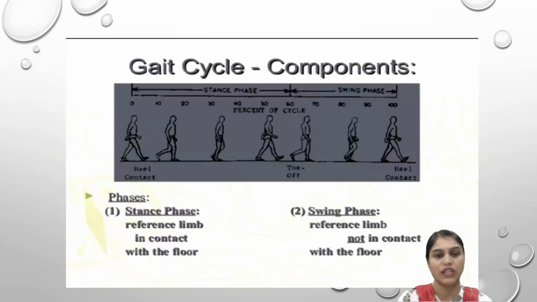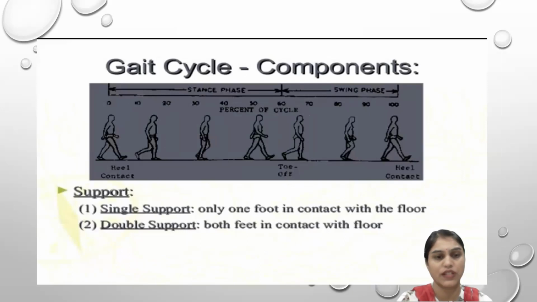Gait cycle components. Phases: stance phase, where the reference limb is in contact with the floor, and swing phase, where the reference limb is not in contact with the floor. Support: single support, where only one foot is in contact with the floor, and double support, with both feet in contact with the floor.